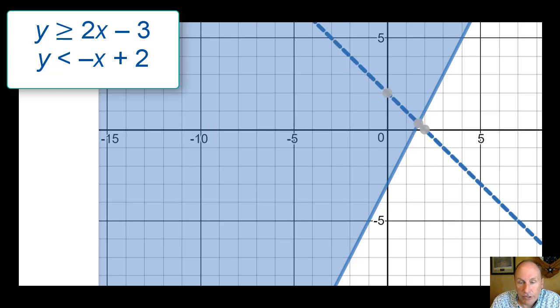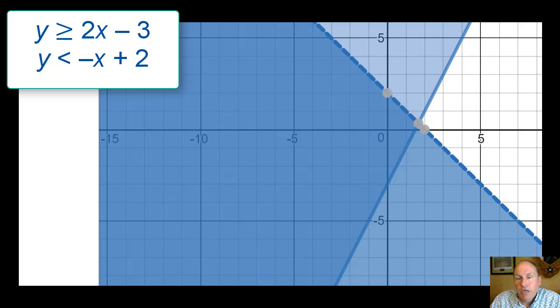When we plot the solution to this inequality, we get everything that's below the dashed line. The solution to the first inequality was everything above the solid line. The solution to the second one is everything that's below the dashed line. What we're looking for is what they have in common, and that is the area that's the darker blue. It's common to both the first inequality and the second.